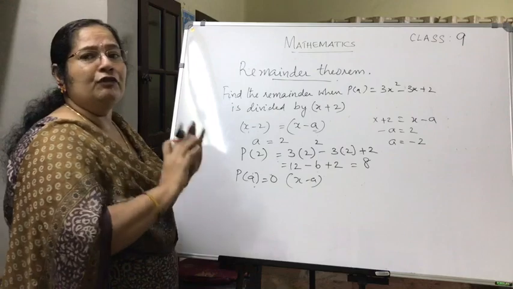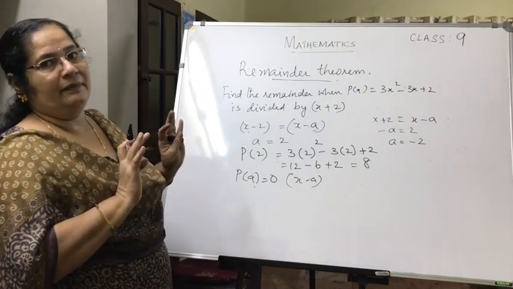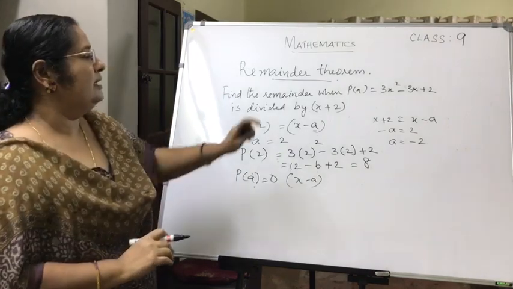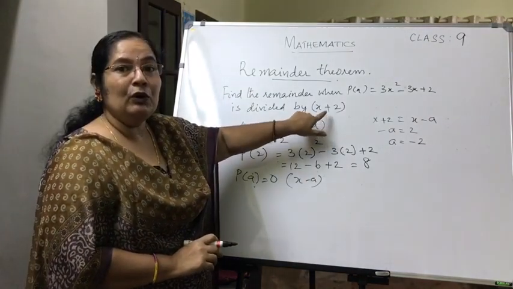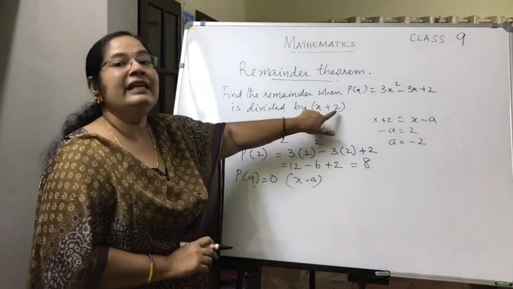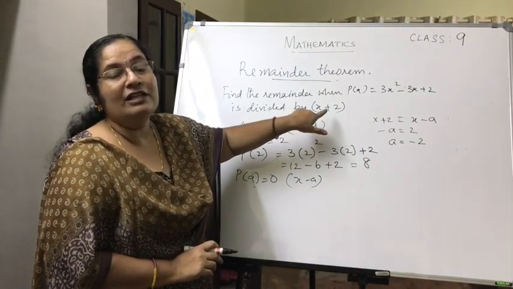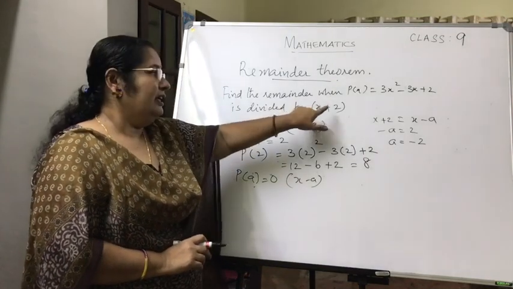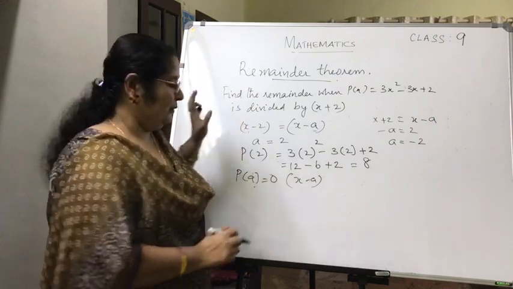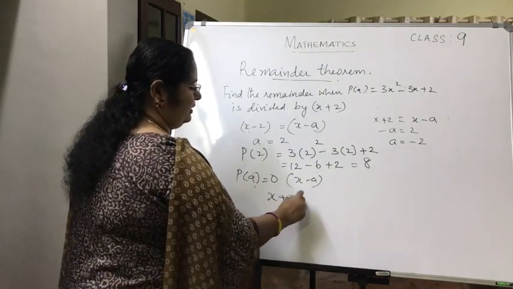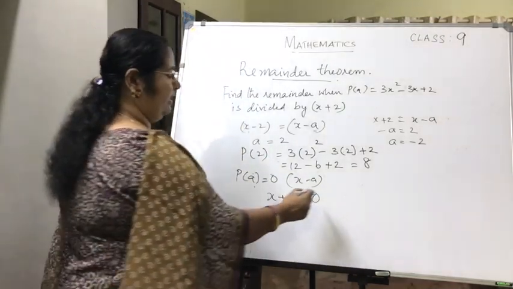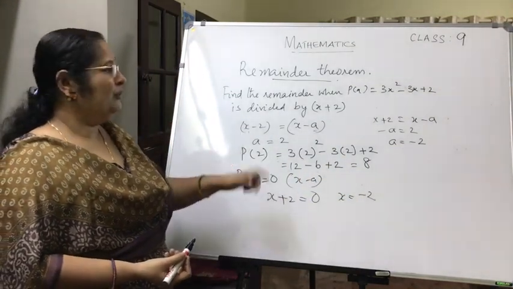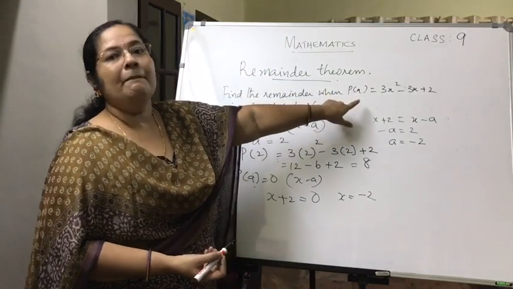If you have confusion in comparing and writing, there is another easy method. What you do here is find the 0 of this linear polynomial. How do you find the 0 of a linear polynomial? Equate the given polynomial to 0. So x plus 2 is equal to 0. What is the value of x? X will be minus 2. So instead of x, you will be putting minus 2.